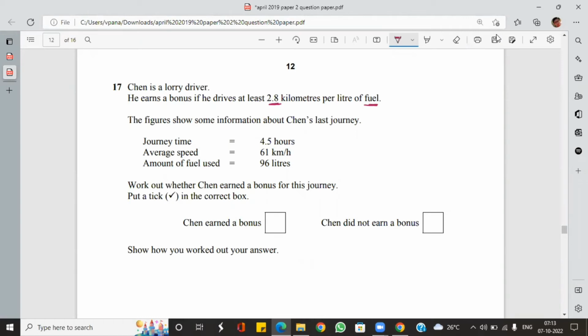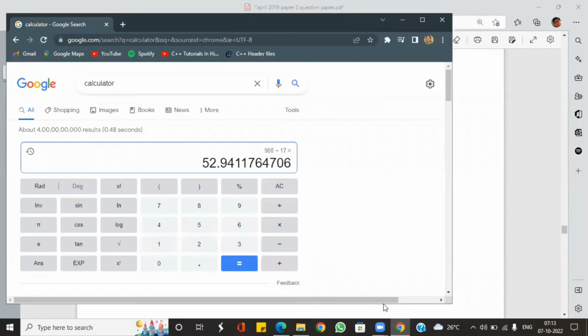Average speed is 61 kilometers per hour. The amount of fuel he has used is 96 liters. So let us find out how much distance he has covered. Distance is equal to speed times time. So that is 61 multiplied by 4.5.